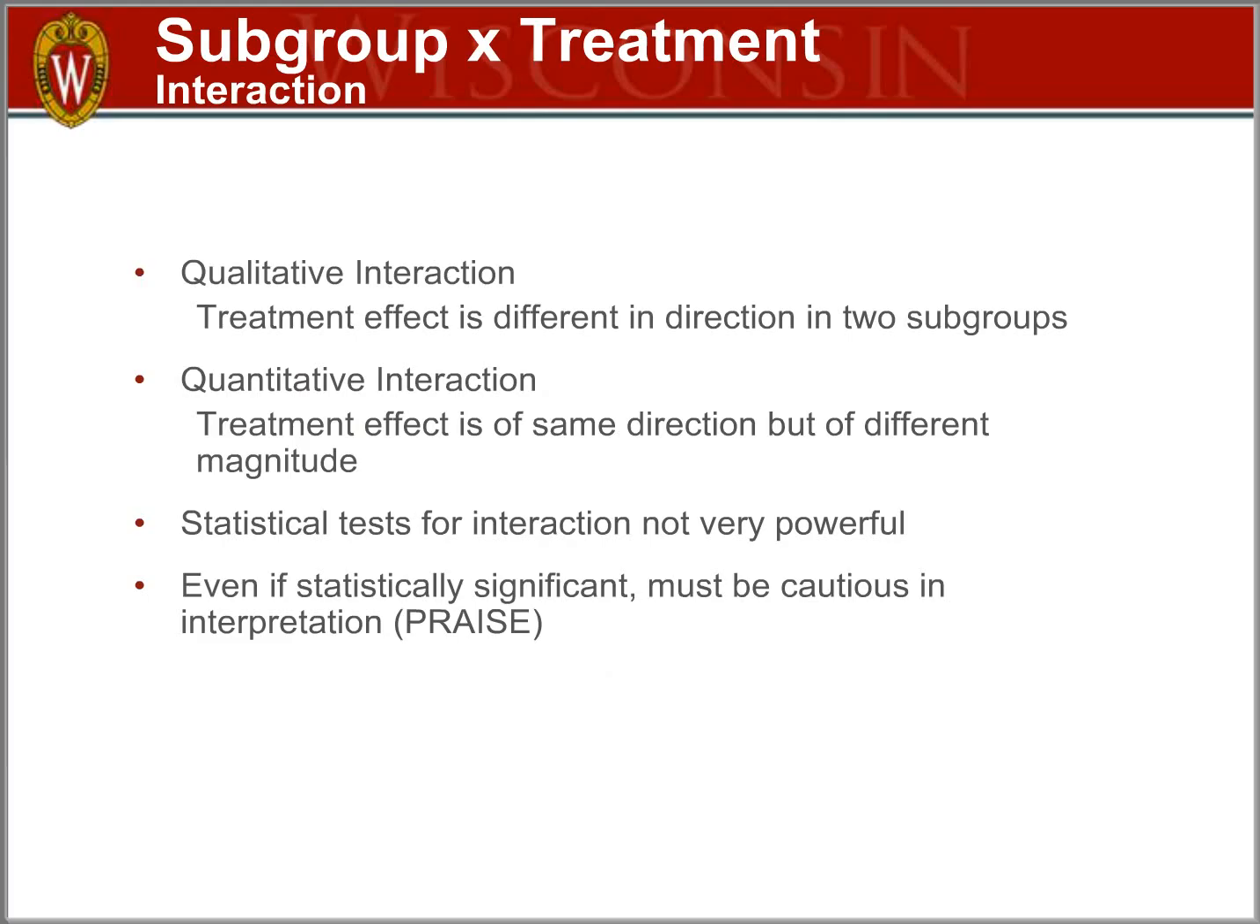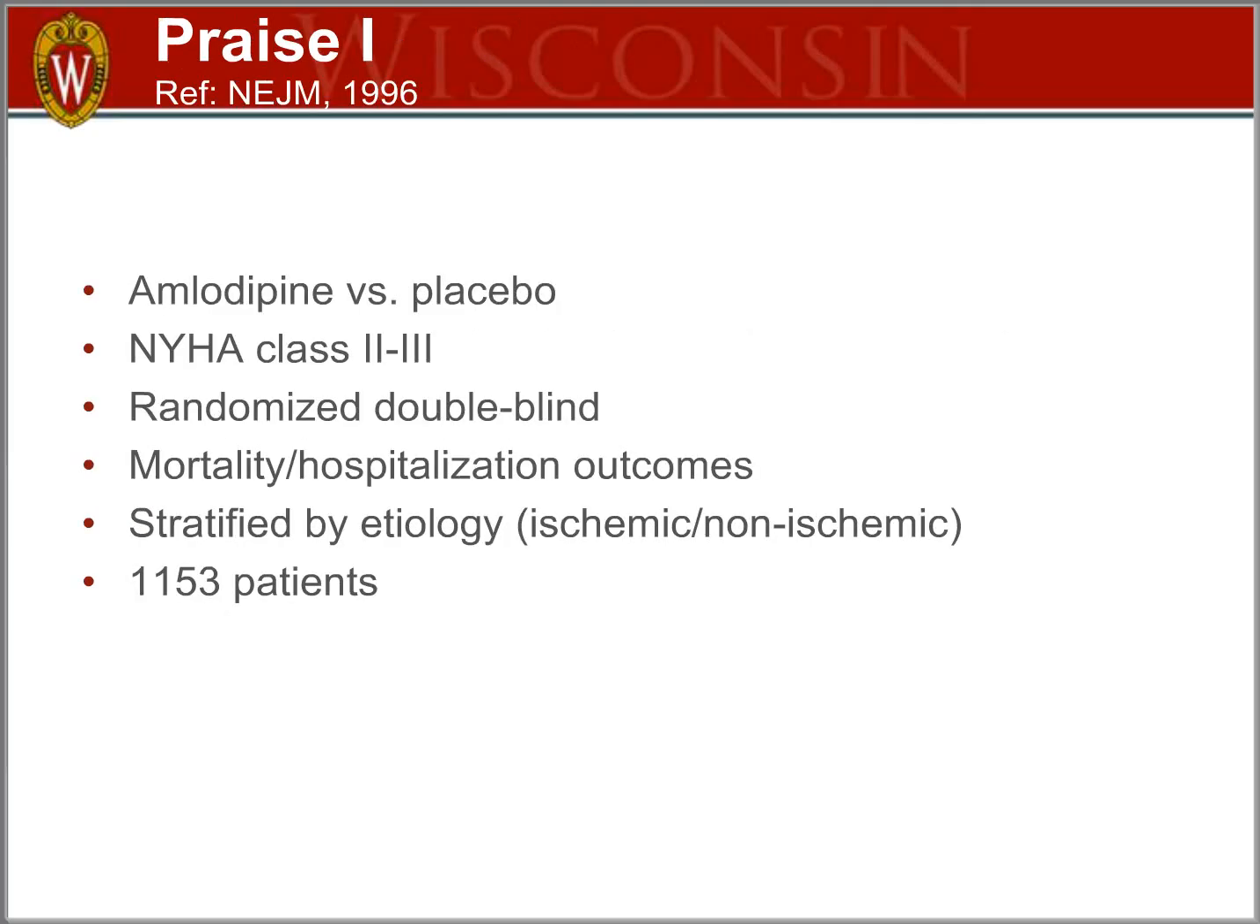We talk about subgroup by treatment interactions in two ways. We talk about qualitative interaction, which means that the treatment effect is different in direction. Quantitative interaction, it's different, maybe in the same direction, but of different magnitude. It's very difficult statistically to test for interactions. And even if the statistical tests are significant, we still must be cautious in their interpretation. Let me give you an example of that.